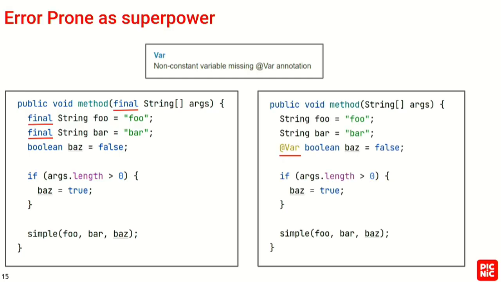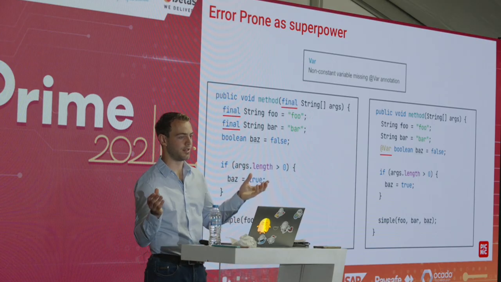It's called the Var bug pattern. What if we change our default assumption about the code and say, hey, we make the agreement that a local variable is immutable, and we don't need to add a final keyword for that. But if we have a mutable variable, then we add an annotation called the @Var annotation. And Error Prone will help you with applying these changes.